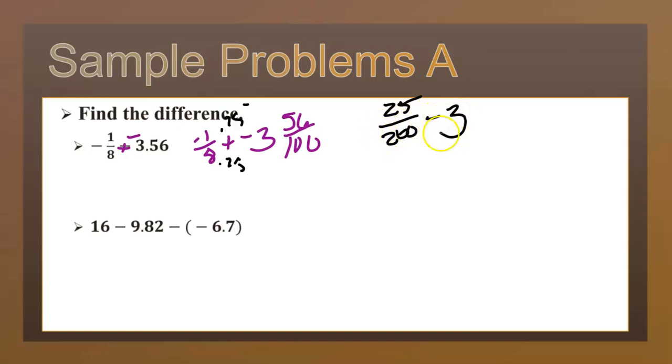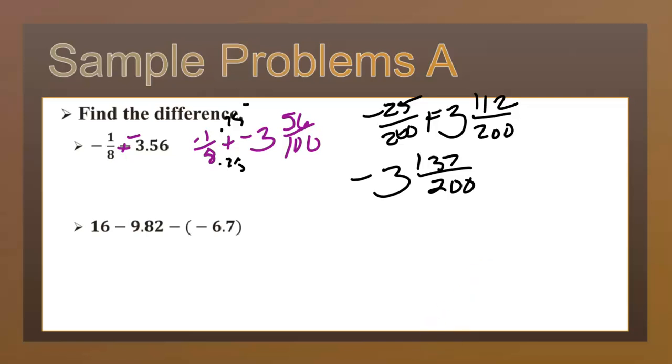Plus a negative 3 and multiply that by 2. So 56 times 2 would give us 112 over 200. And then if I were to add them together, this would give us a negative 3, and 112 plus 25 would give us 137 over 200.